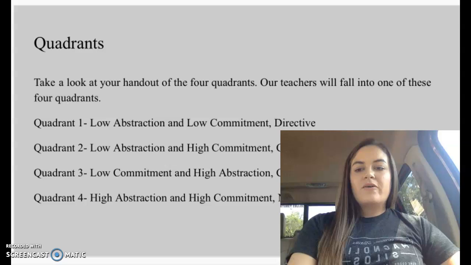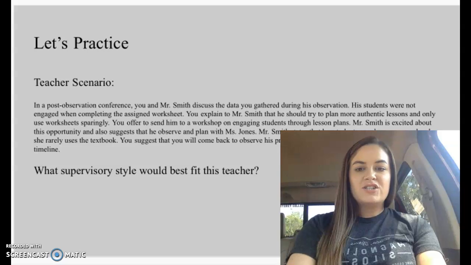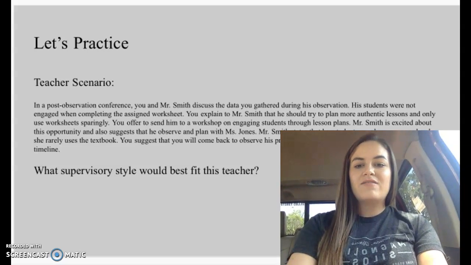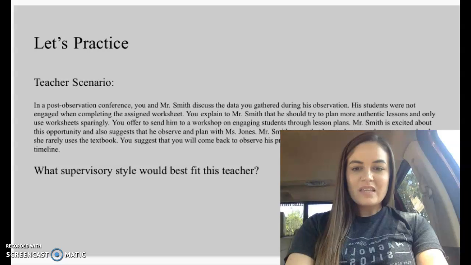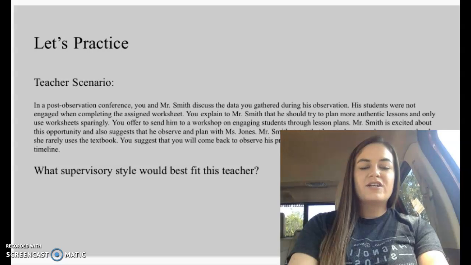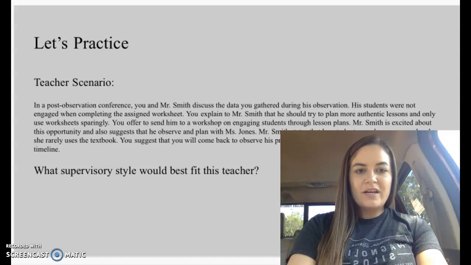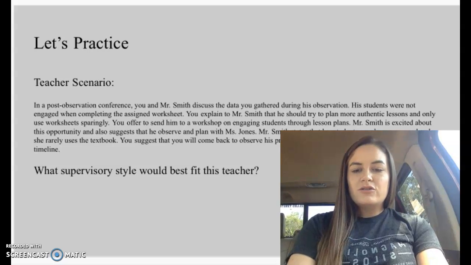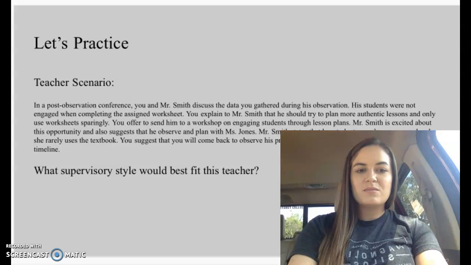So we're going to do a little practice. There's a scenario on the screen and we're going to work together to figure out what supervisory style might best fit this teacher. So let's read the scenario together. It says, in a post-observation conference, you and Mr. Smith discussed the data you gathered during his observation. His students were not engaged when completing the assigned worksheet. You explained to Mr. Smith that he should try to plan more authentic lessons and only use worksheets sparingly. You offer to send him to a workshop on engaging students through lesson plans.